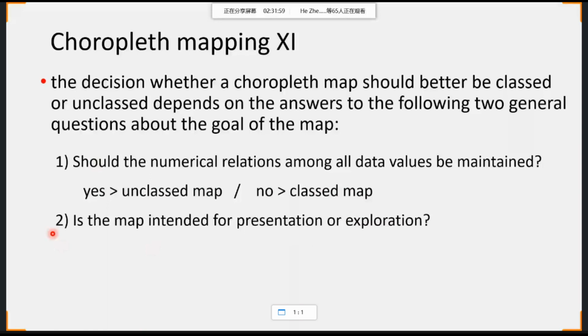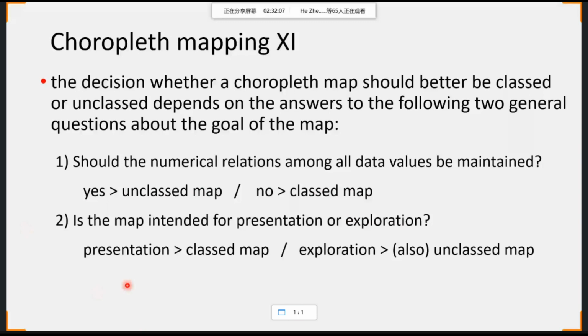Is the map intended for presentation or exploration? If it is for presentation, then usually a classed map is better. While for exploration, you can also use an unclassed map. Because, for example, also with interactivity, with mouse over effect, you can get exact numbers, of course, in the area.